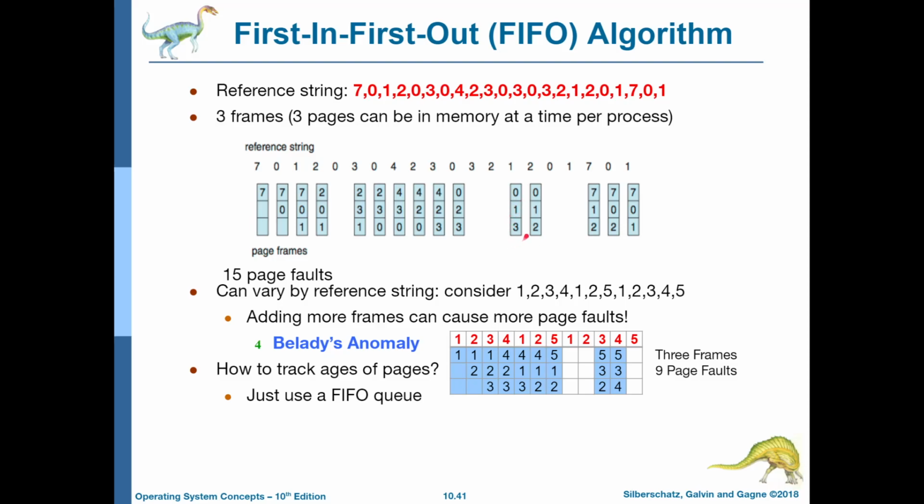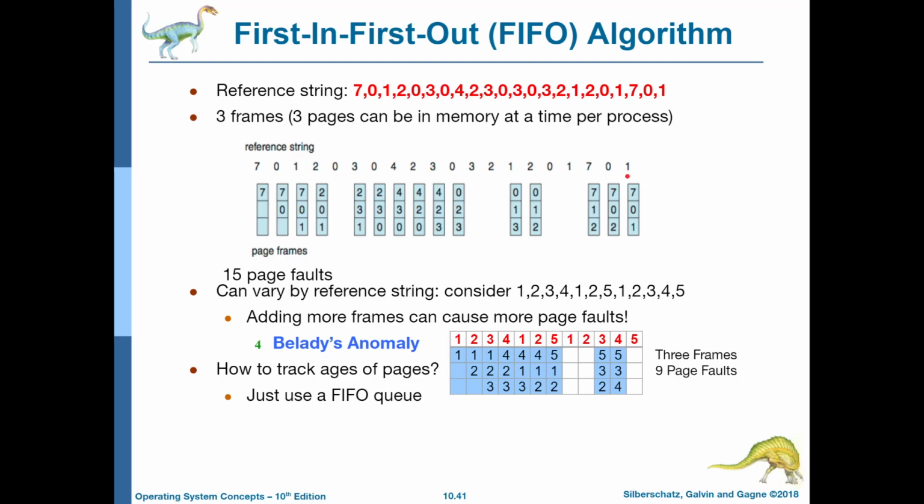And so we have an access to page 2, which replaces 3 here. Then we have an access to 0 and 1, which do not cause a page fault. But then an access to page 7, then an access to page 0, and finally an access to page 1. The final state of our frames is in order 7, 0, and 1.